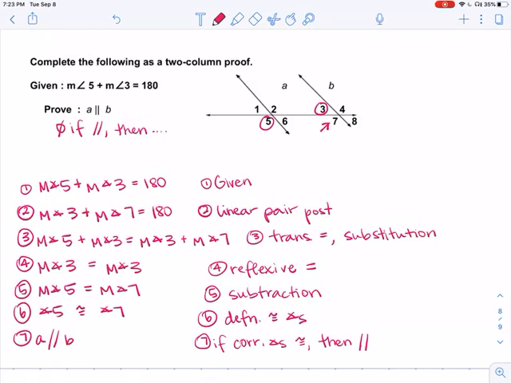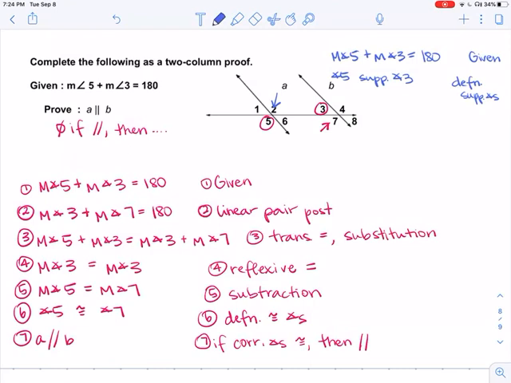Now, just to show you a different method here with the congruent supplements theorem, I'm going to use a different angle. Maybe this time we're going to use angle 2. So we're going to start it out exactly the same. Measure of angle 5 plus the measure of angle 3 is equal to 180. But we're going to change the wording. So angle 5 is supplementary to angle 3. That's our definition of supplementary angles.